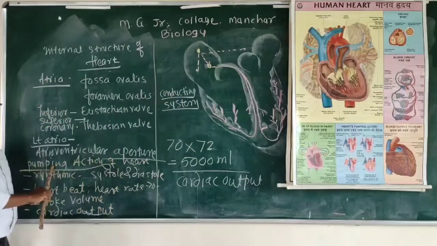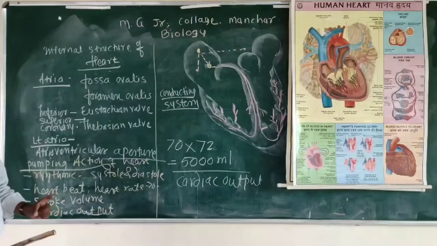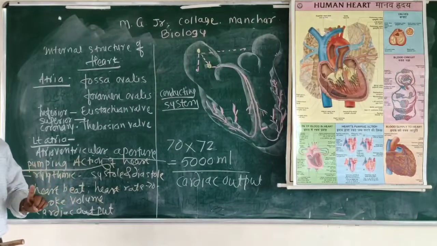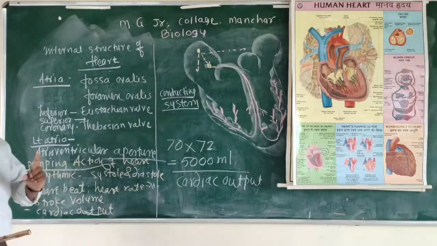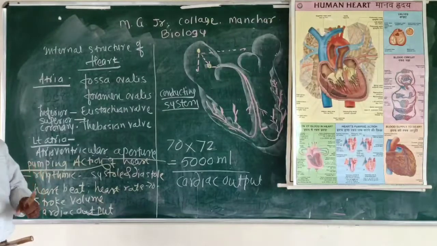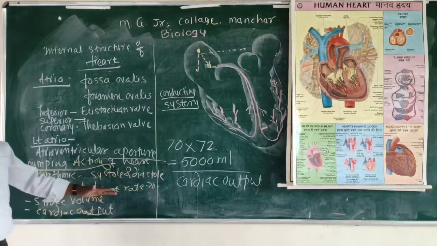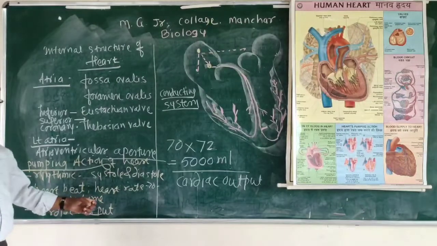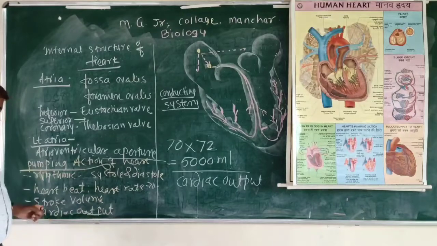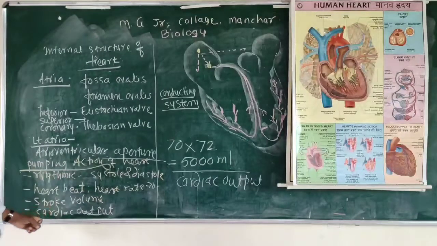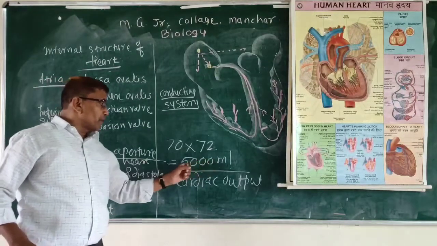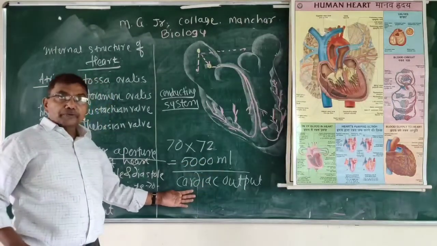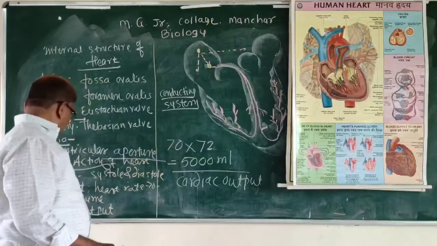Pumping action is related to contraction and relaxation, which is a rhythmic process. One contraction and one relaxation, or one systole and one diastole, forms one heartbeat. Per heartbeat, about 70 ml of blood is poured into the blood vessel, which is called stroke volume, and per minute about 5,000 ml of blood is given out, which is called cardiac output.